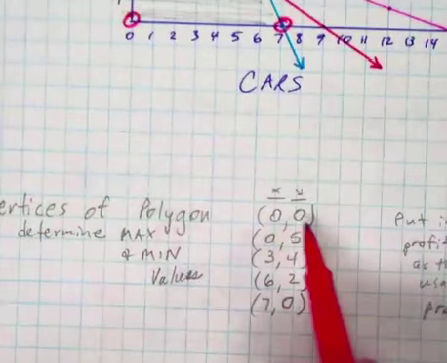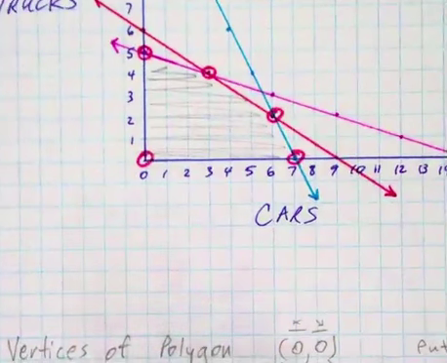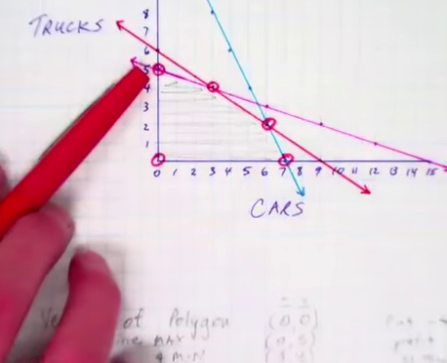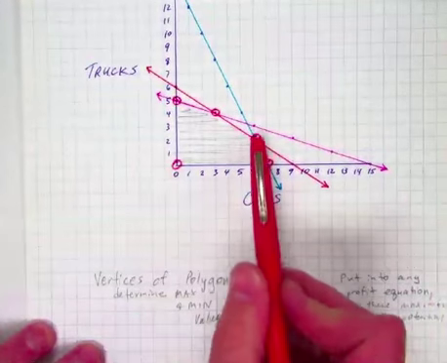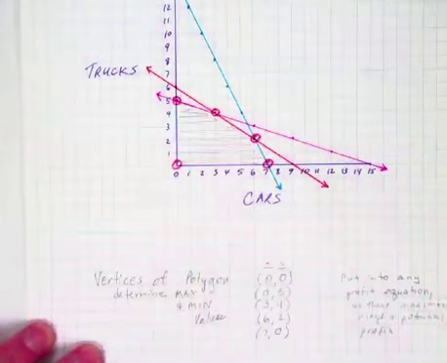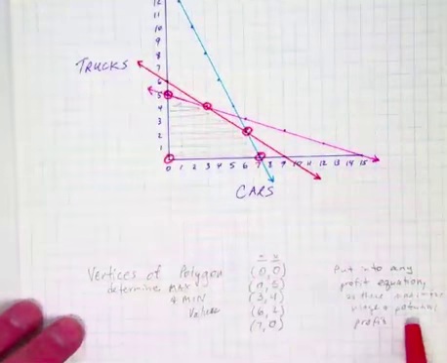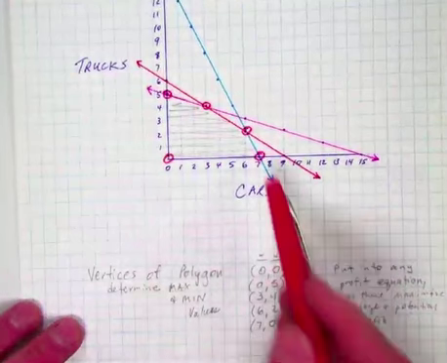So if I do that, I have a 0, 0 on the corner. That's right there. I've got 0, 5, which is right above it. That's this point up here. And then I've got 3, 4, 6, 2, and 7, 0. And these are the points that could potentially use all the resources and make the most money. So you put those into the profit equation and you maximize the usage and the potential profits. Okay, so plug in all those combinations.